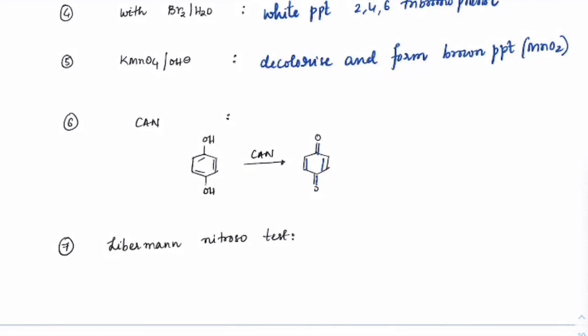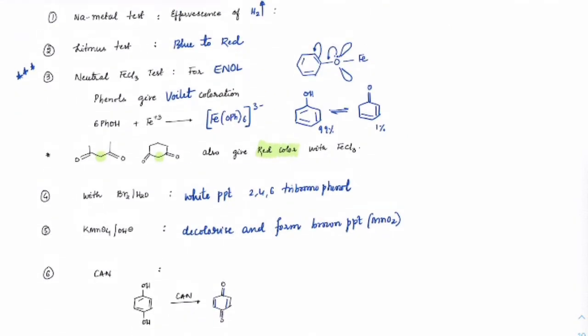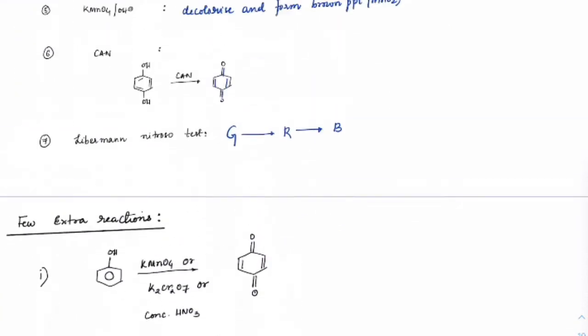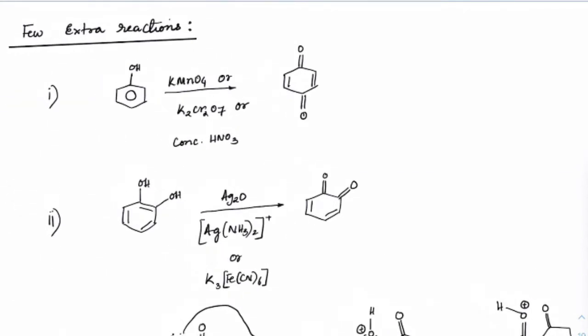We have already learned about the Liebermann nitroso test, which goes from green to red to blue. Okay, these are the tests for phenols which you need to check out. Got it? Now that's the last thing. Now these are a few extra things which you might see as questions. Sometimes a different type of reagent is used, but the purpose is the same. For instance, if you treat phenol with KMnO4 base, K2Cr2O7 acid or concentrated HNO3, all of them are very strong oxidizing agents. They will give the formation of quinone.